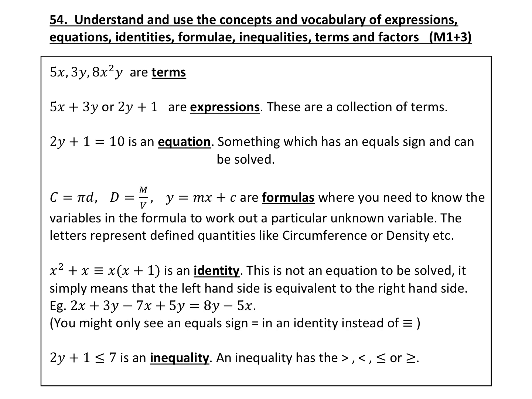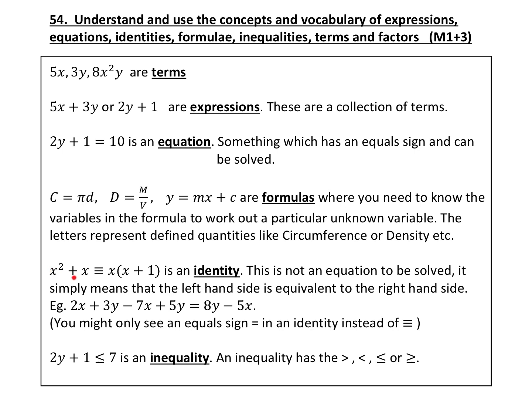Some things look like equations but are called formulas. So c equals pi d, d equals m over v, and y equals mx plus c are formulas, where you need to know the variables in the formula to work out a particular unknown variable. Now this one, for example, is called the equation of a straight line, so sometimes you could interchange a little bit between the word formula and equations, but generally we should use the word formulas for something where there's a number of unknowns. Letters represent defined quantities, so like the C here represents circumference and the D represents density, etc.